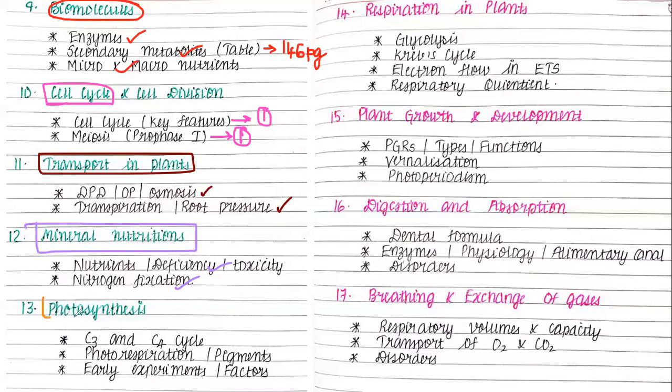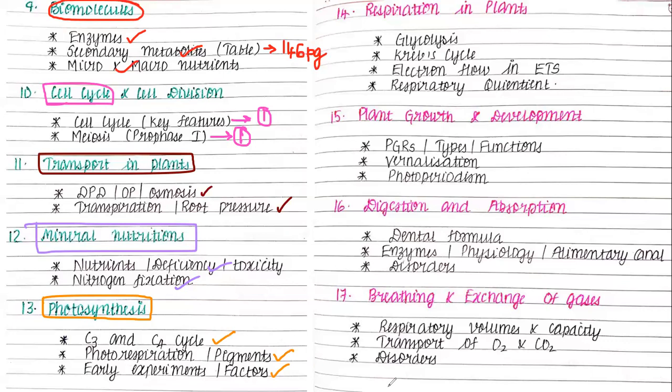Next, coming to one of the most important and my favorite chapters, photosynthesis in flowering plants, or photosynthesis in higher plants. One question from the C3, C4 cycle, or from the early experiments, factors, photorespiration, pigments, very important. One or two questions maximum can come mainly from the C3, C4 cycle. Whenever you take the chapter photosynthesis, refer to the early experiments. Who proposed what? Oxygen evolved is coming from water. Who proposed that? So the name of the scientist.